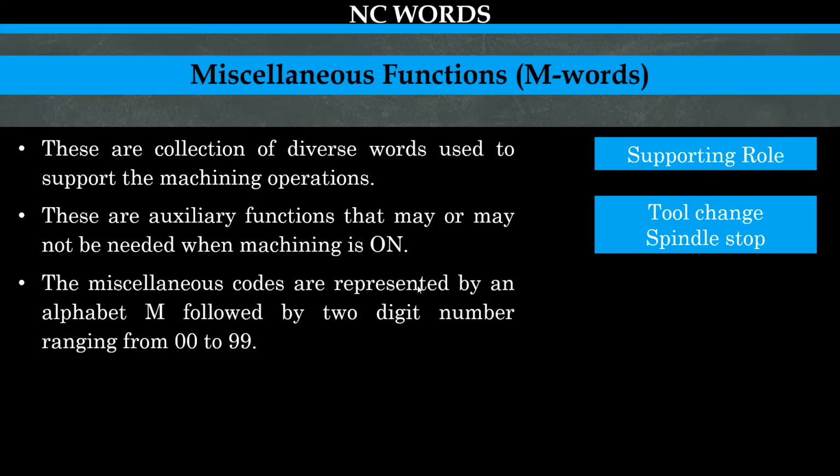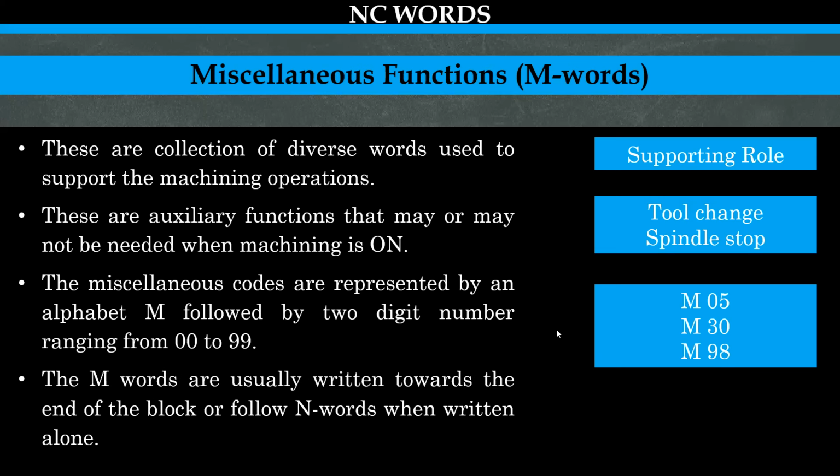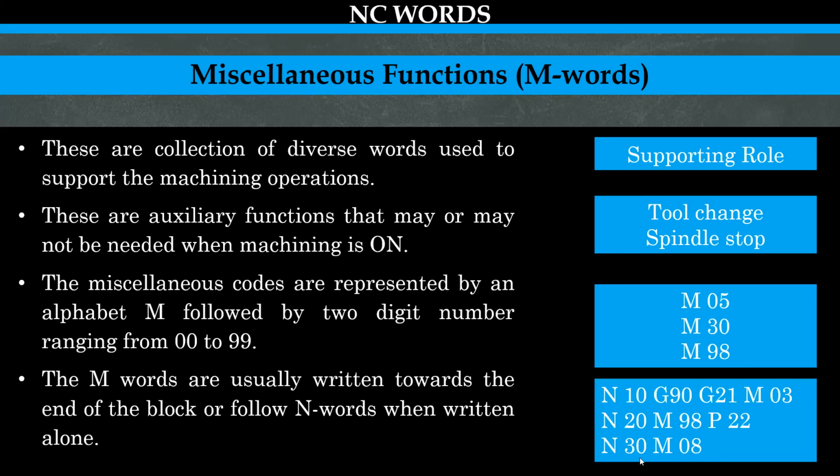The miscellaneous codes are represented by an alphabet M followed by a two-digit number ranging from 00 to 99, similar to G codes. So here we have M05, M30 or M98. The meaning of these G codes and M codes are explained in a separate video. Again, the link of that video will be shared in the description. The M words are usually written towards the end of the block or follow the N word when written alone. For example, N30, M08. So this is the only word, an M word, written. So it can come immediately after the N word.